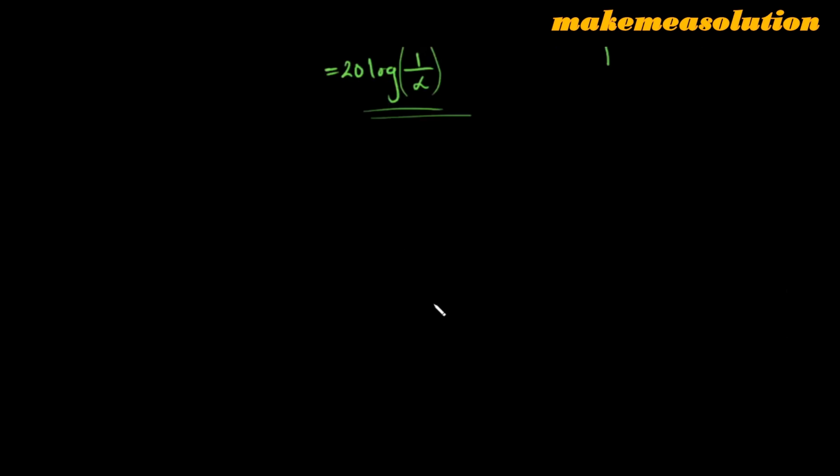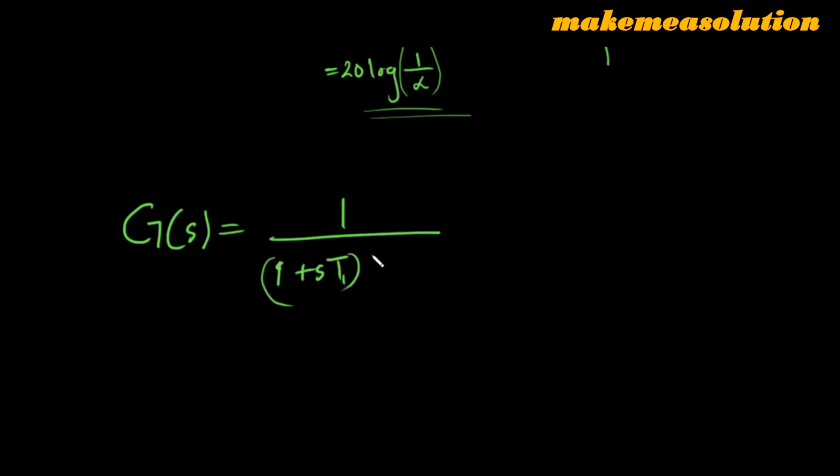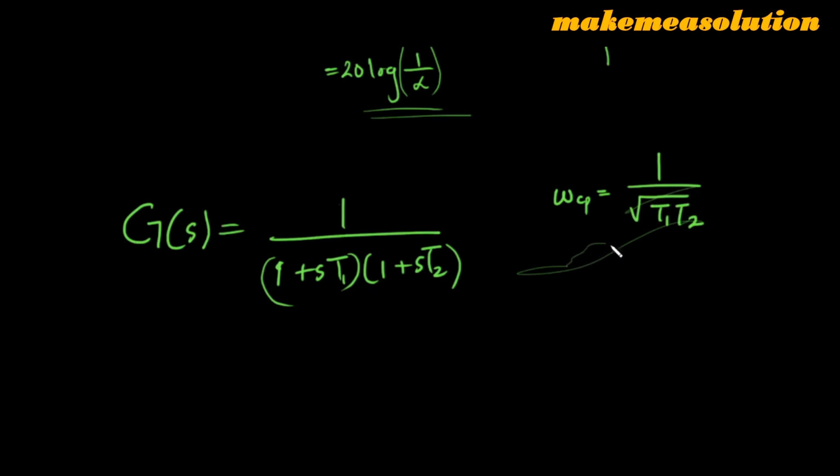So I want to round up this particular calculation by establishing an important formula. Now what we learned is that whenever we are given a G of s equal to 1 divided by (1 plus sT1) and (1 plus sT2), we are able to discover that our WCP, that's our phase crossover frequency, is given to us as 1 over the square root of T1 T2.